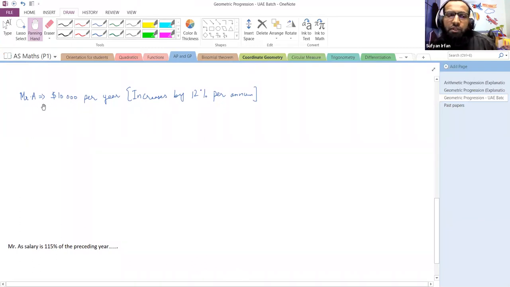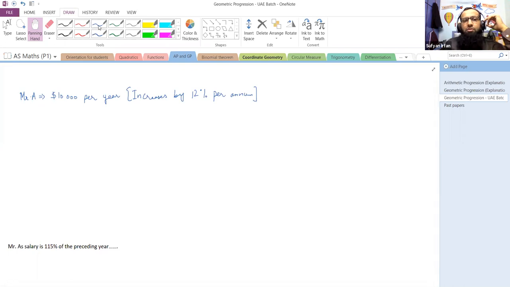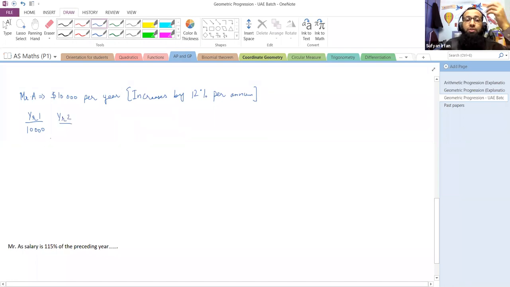Let's take a basic math question. Mr. A was earning $10,000 per annum. Now this amount increases by 12% per annum. After 1 year, Mr. A is given an increment by the company, and after every year he will be getting a 12% increment. So if someone asks me, the first term in year one, Mr. A's salary, is $10,000. What will be the salary in year two? How will the year two salary be obtained?